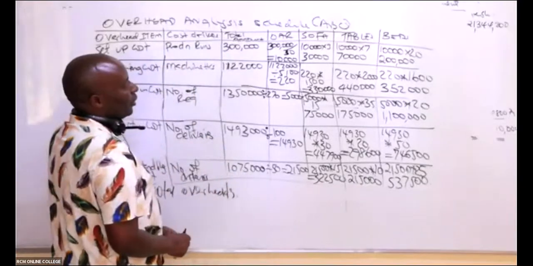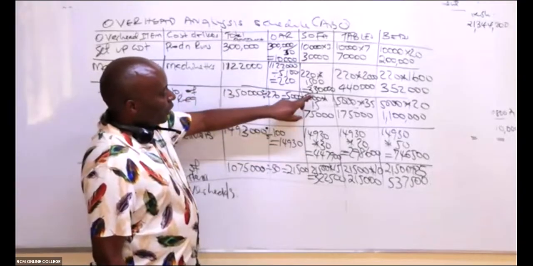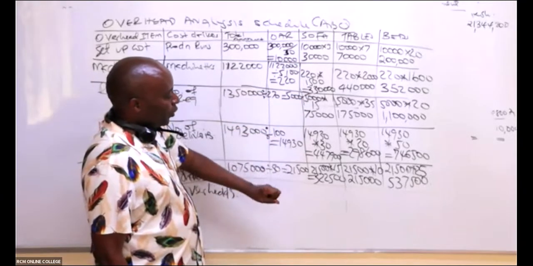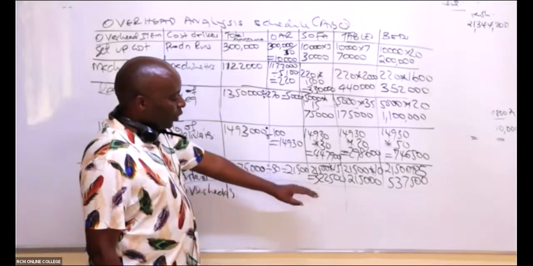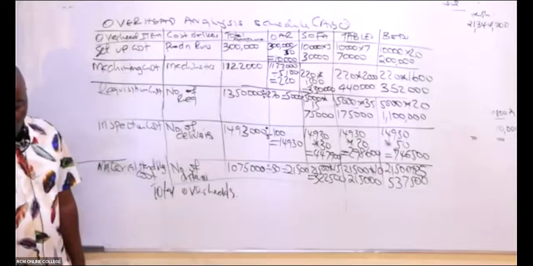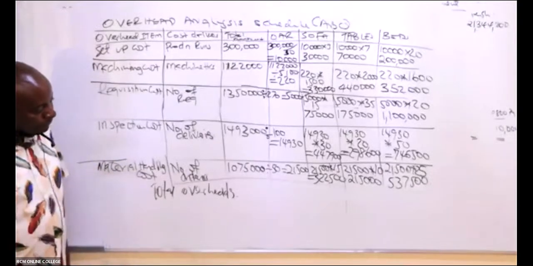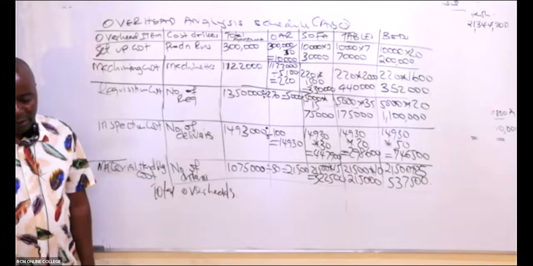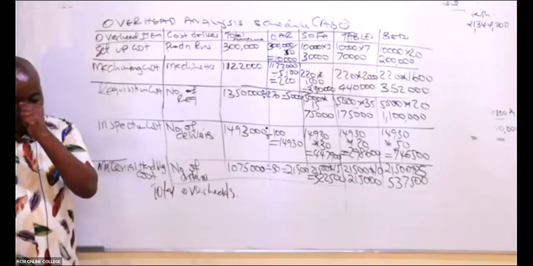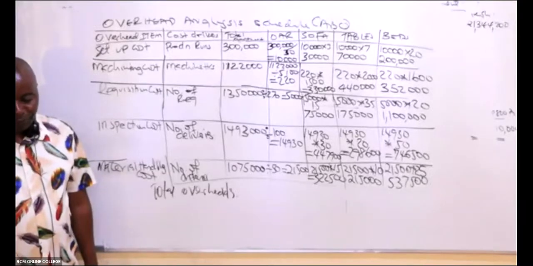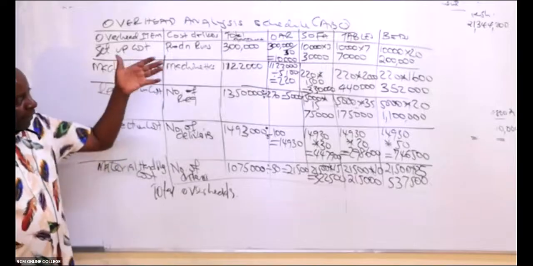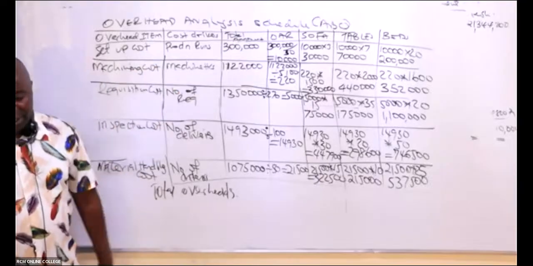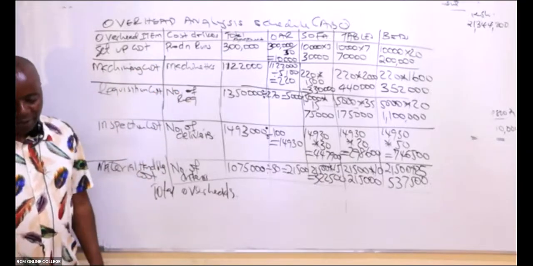For each product. If it is sofa set, you take 30,000 plus 330,000 plus 75,000, 447,900 plus 322,500. You give me the total. Total overheads for each product. Somebody can be doing beds, another person can be doing tables, as these many students are doing sofas.